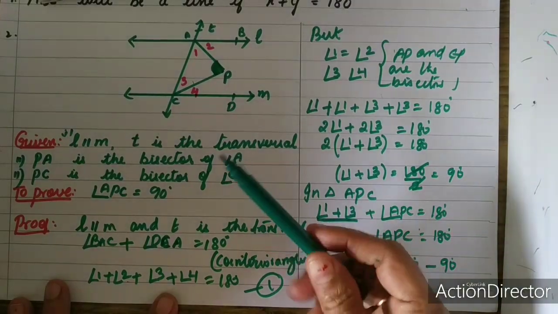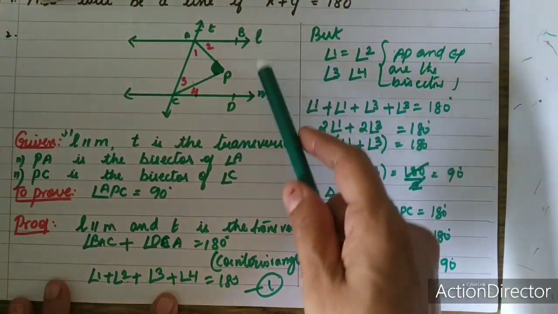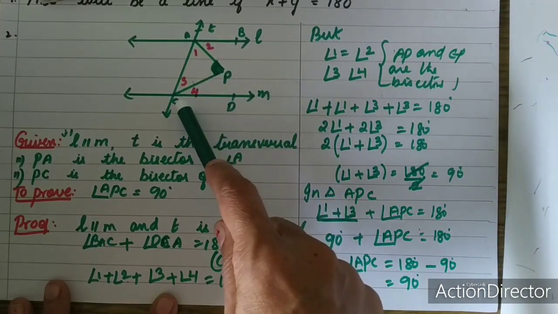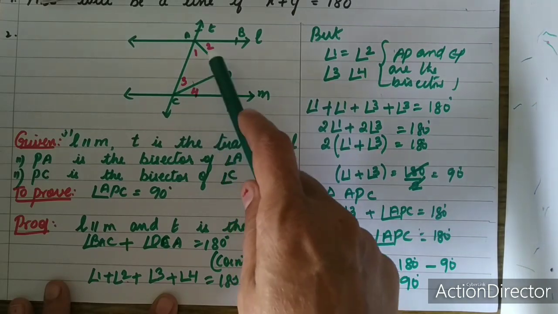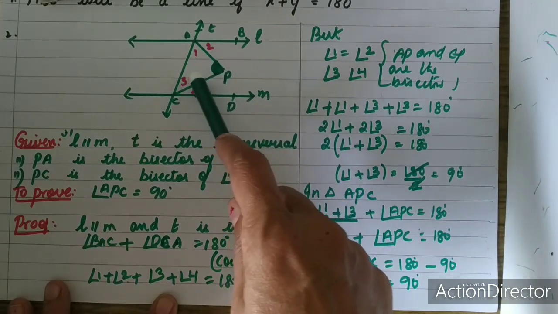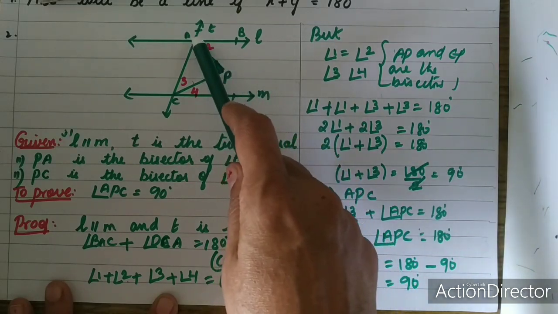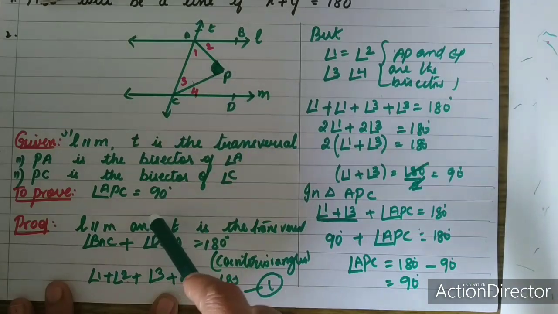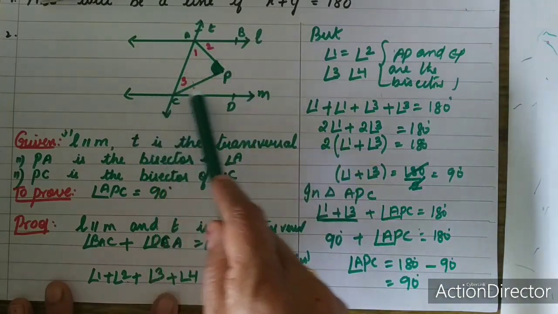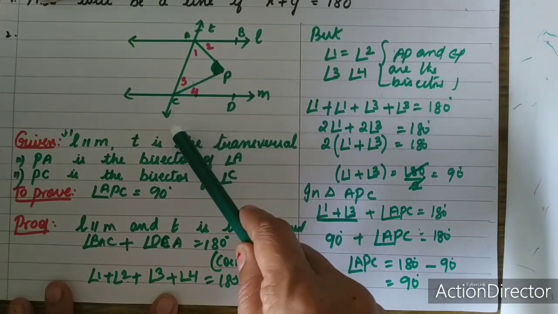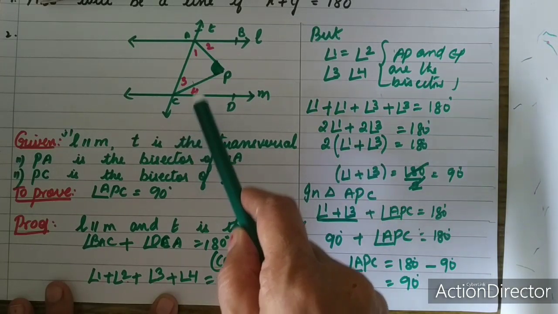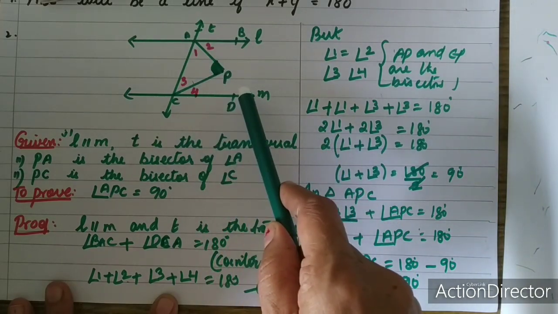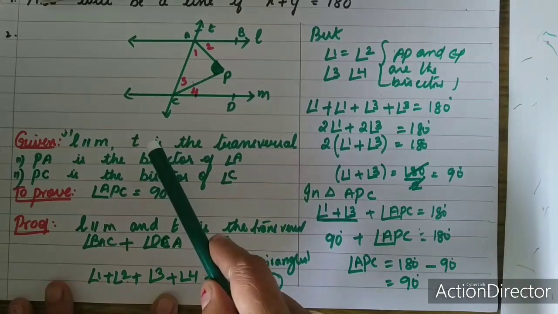So let me explain one more time. Here it is given that line L is parallel to line M and AP is the bisector of angle A and PC is the bisector of angle C. I am going to name these angles as 1, 2, 3, 4. And you have to prove that angle APC is equal to 90 degree. So moving on to the proof, first I am going to write line L is parallel to line M and T is the transversal. You know the properties of parallel line, the sum of co-interior angle is 180 degree. That is angle BAC plus angle DCA is equal to 180 degree.